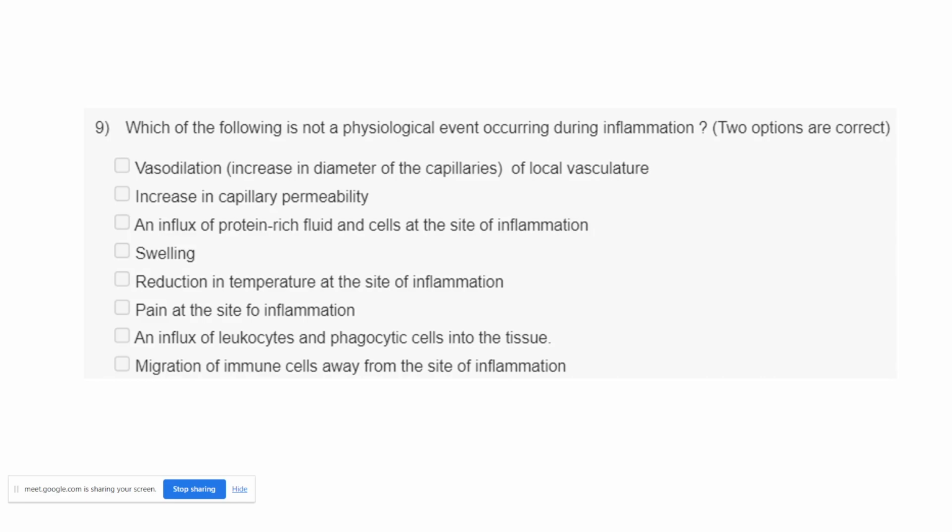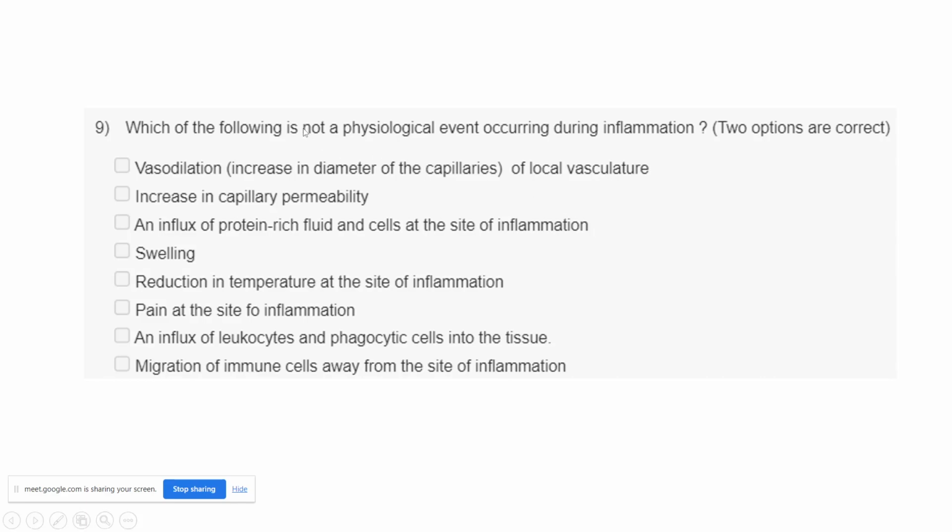Okay, so the ninth question was, which of the following is not a physiological event occurring during inflammation? Vasodilation or increase in diameter of capillaries of local vasculature, increase in capillary permeability, an influx of protein-rich fluid and cells at the site of inflammation, swelling, reduction in temperature at the site of inflammation, pain at the site of inflammation, an influx of leukocytes and phagocytic cells to the tissue, migration of immune cells away from the site of inflammation.